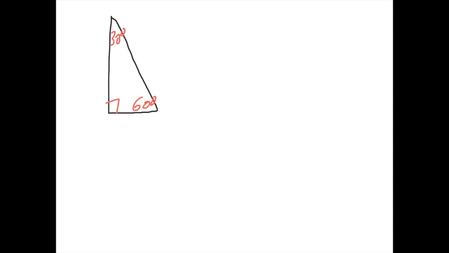So we have a 30, 60, 90 triangle here. And let's say the short leg is 5. By the way, we know it's the short leg because it's the one across from the 30-degree angle. The long leg is the one across from the 60-degree angle. And the hypotenuse is the one across from the 90-degree angle.